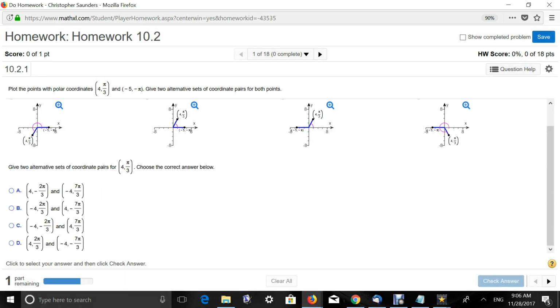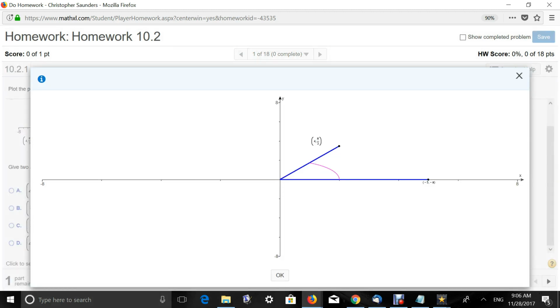There's a second part. You have two alternate sets of coordinates for (4, pi over 3). There's a couple of ways that we can get alternate coordinates. If we have an angle and we add 2 pi to it, then we get back to exactly the same angle. So let's again look at our picture. If we have this at pi over 3, and we add 2 pi to it, we get all the way back to where we started. So we can either add 2 pi or subtract 2 pi, and we're going to have the same point.